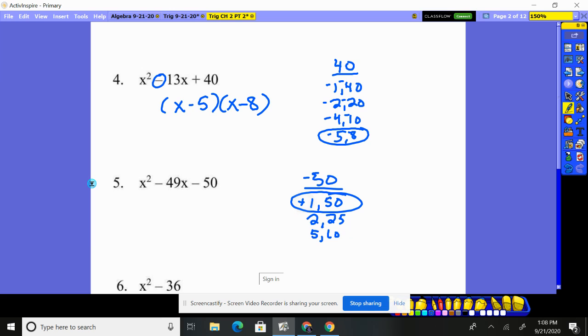Looks like it'll be a plus 1 and a negative 50. Those multiplied give you negative 50, and added together give you that negative 49. So an x plus 1, x minus 50.